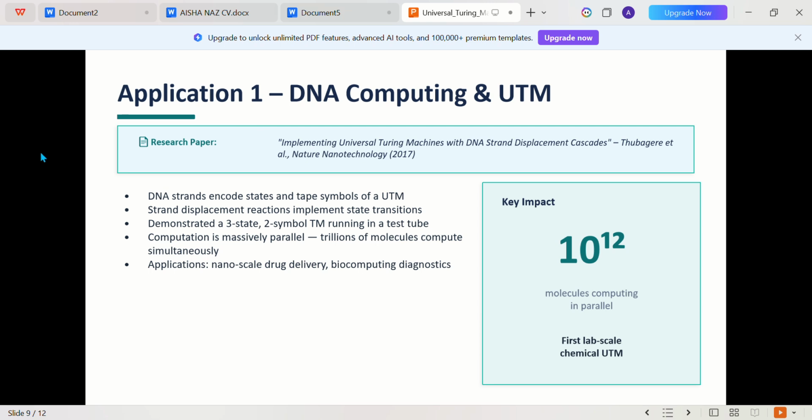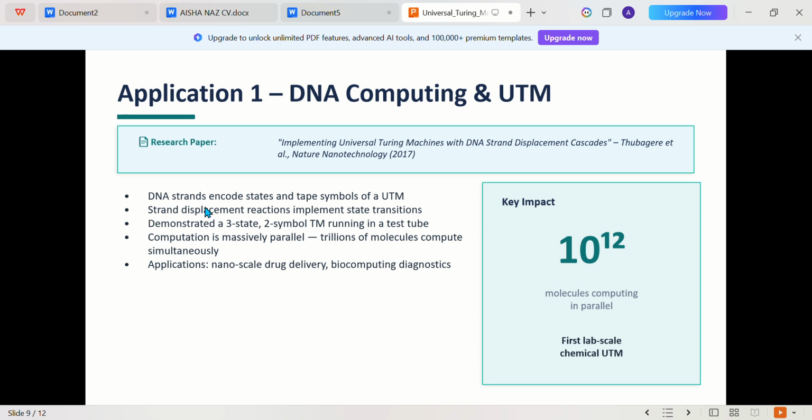After completing our examples, we are going to go through the applications that I have taken from a few research papers. The number one application I have taken from a research paper which was written in 2017, and is on the implementation of the universal Turing machine with DNA strands.